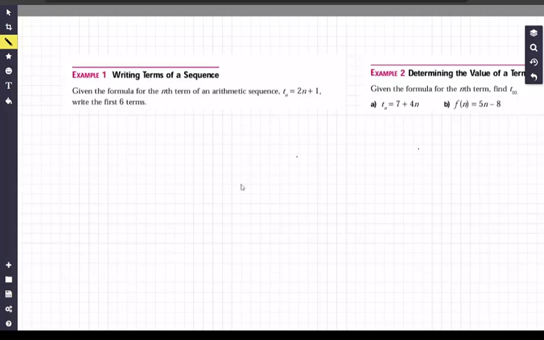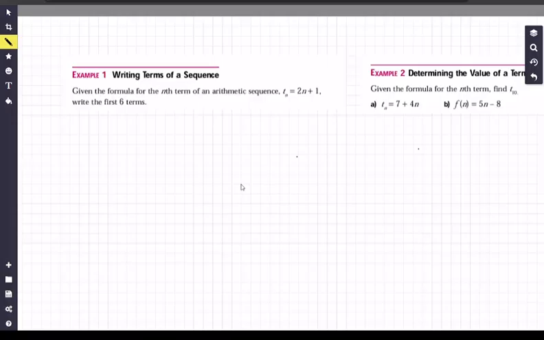Basically, it means we're always going to add something. For example, 1, 3, 5, 7, we're always adding 2. Or 1, 5, 9, 13, we're always adding 4. So we're always adding a common difference. That is called the arithmetic sequence. In the next class, we're going to learn about the geometric sequence, where we're multiplying the first term by a number and so on.